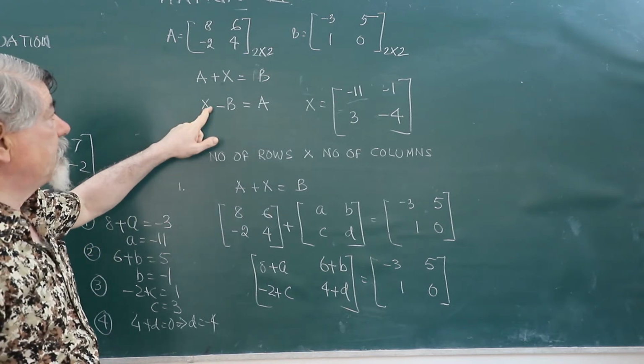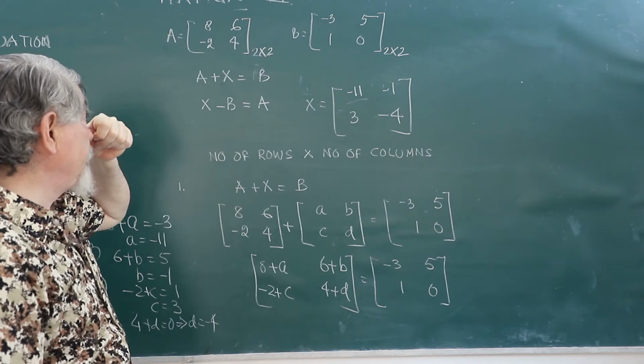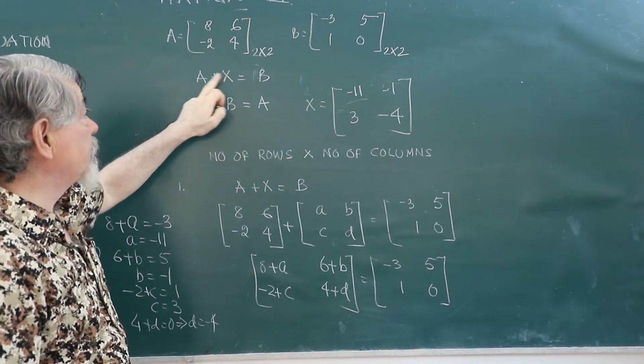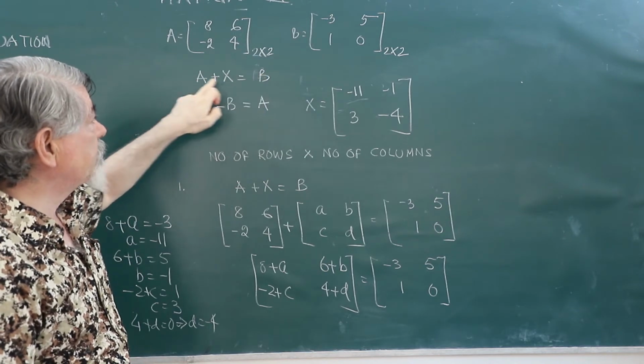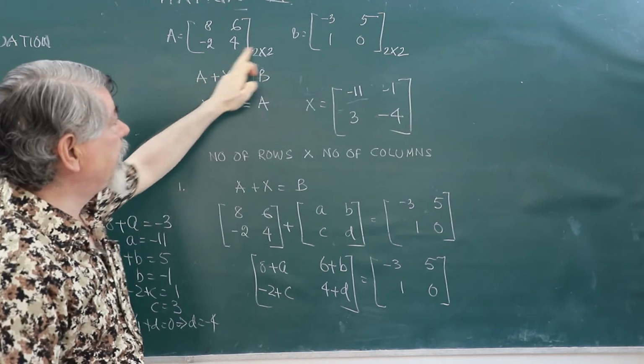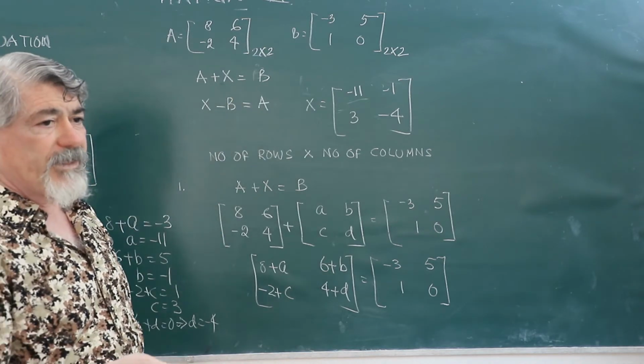What I could have done is shift A to that side. It would have become X is equal to B minus A. I would have shifted A because I know B as well as A. X would have become B minus A. So from B you subtract the matrix A.